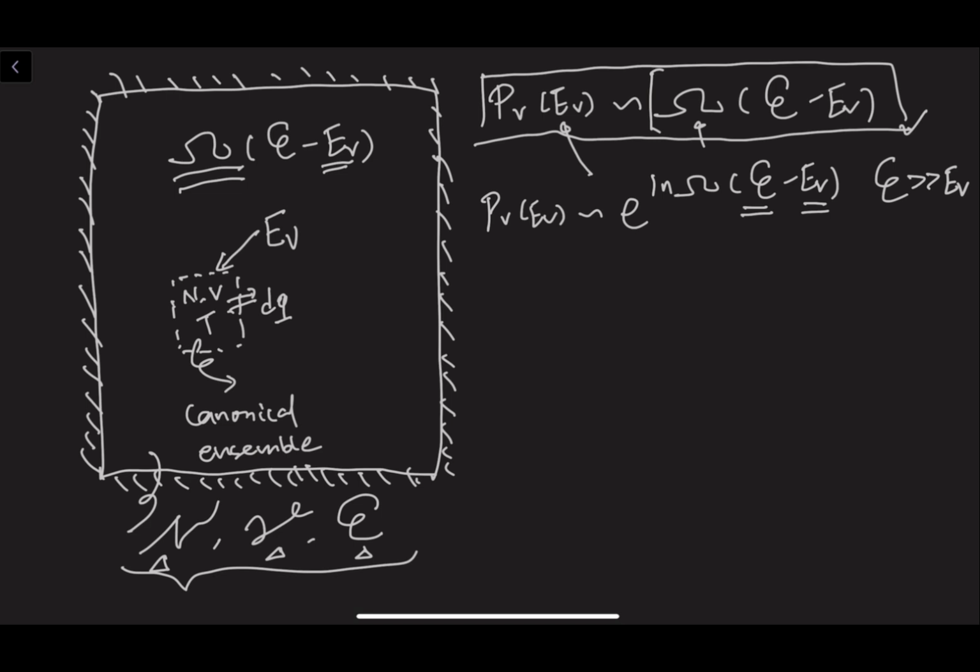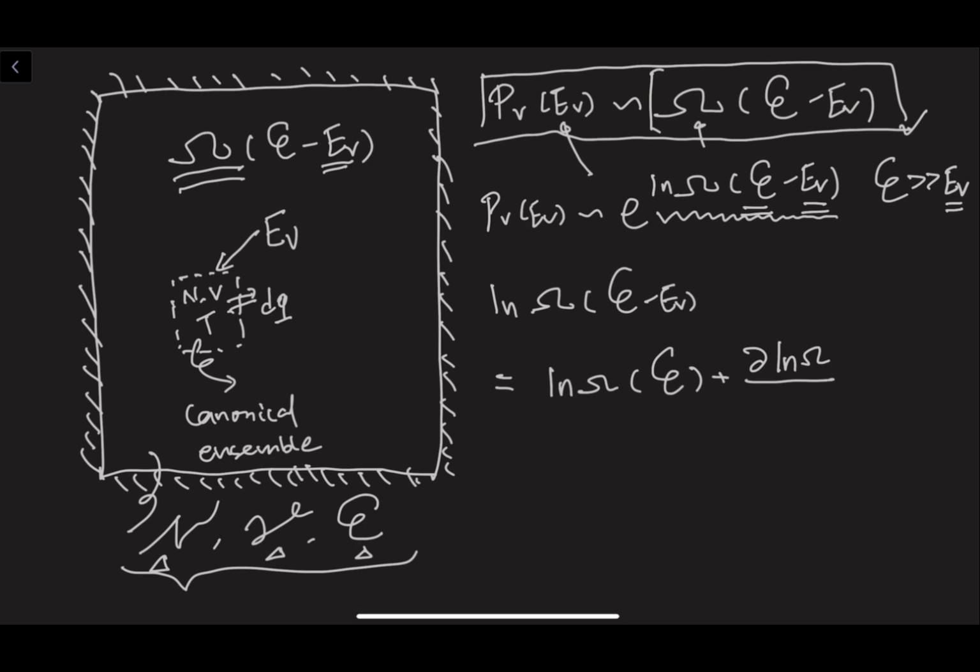So now what we could do is that we can expand this log omega function in terms of the small perturbation in E_v, right? So now let's do that. If we want to do a Taylor expansion for this guy, this basically equals the function at this energy E, plus the first order derivative of this function, which is partial log omega, partial E, and then this very small perturbation, which is minus E_v, plus higher order terms.